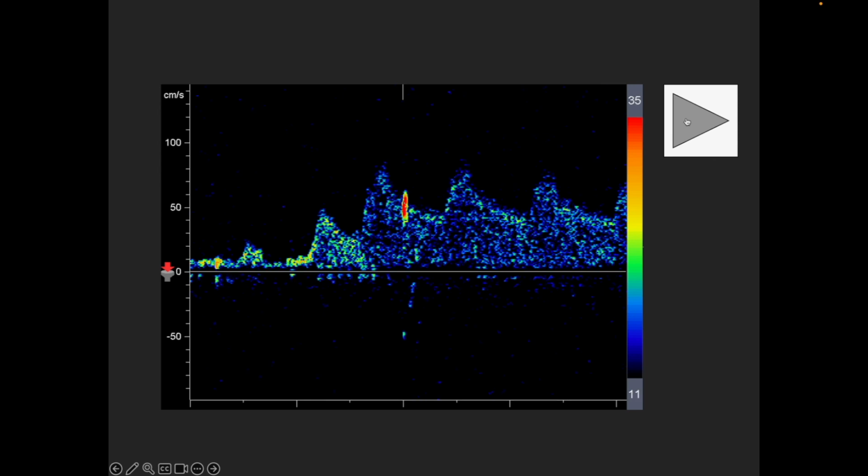This is another example of an embolus occurring after manipulating a plug. Please press again on the gray arrow to listen to the signal.